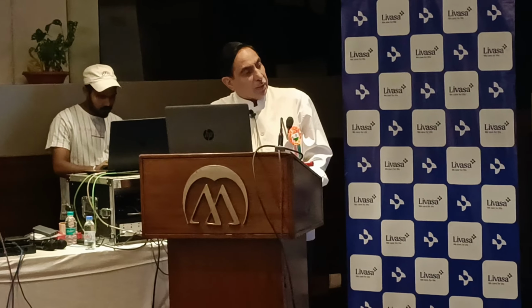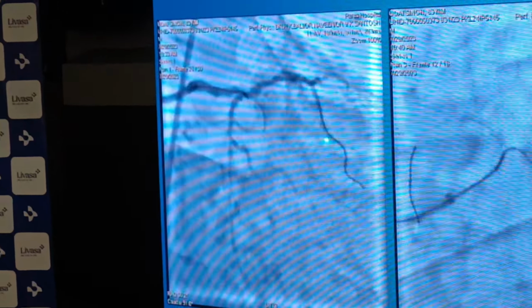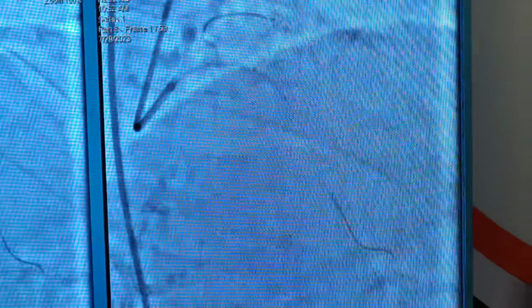This is his left coronary. You see the distal part of the left main is diseased, the LAD is diseased, and the circumflex is diseased. So we had to do his left main bifurcation angioplasty and stenting also. Again, we went ahead and used a cutting balloon.